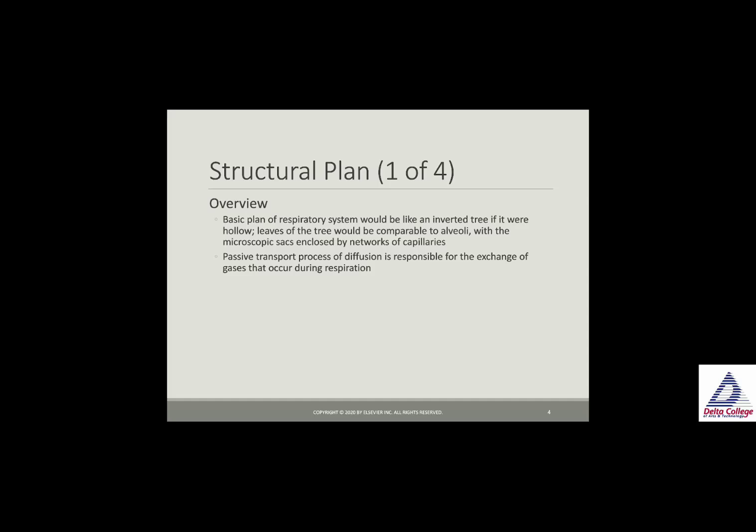So, overview. The basic plan of the respiratory system would be like an inverted tree if it were hollow. The leaves of the tree would be comparable to alveoli, the microscopic sacs enclosed by networks of capillaries. The passive transport process of diffusion is responsible for the exchange of gases that occurs during respiration. This is where we take in oxygen and breathe out carbon dioxide, and that occurs in the alveoli.